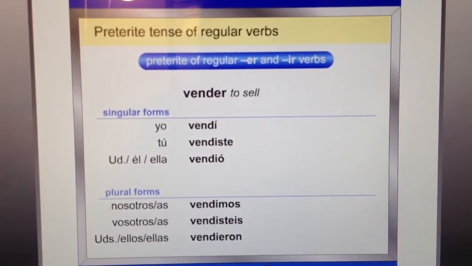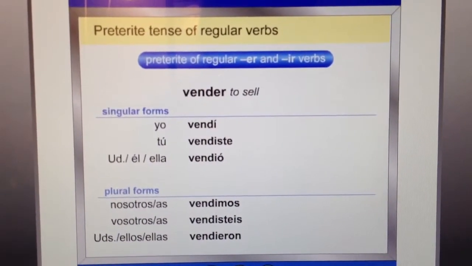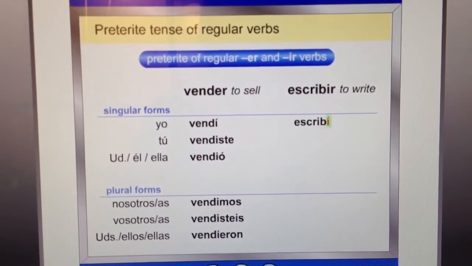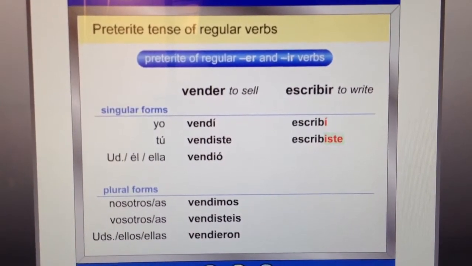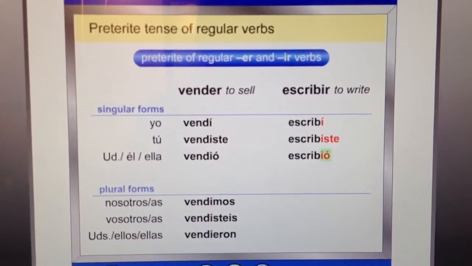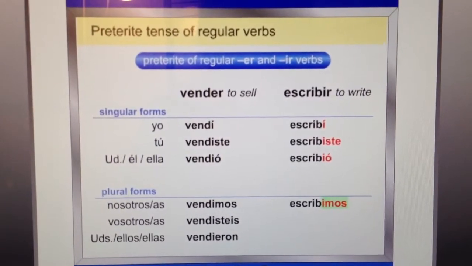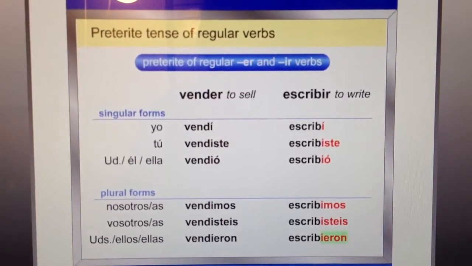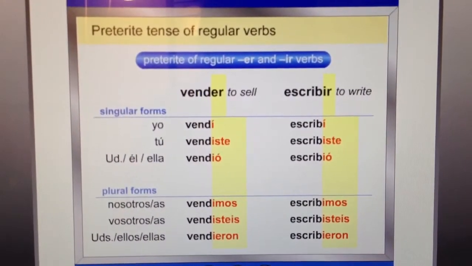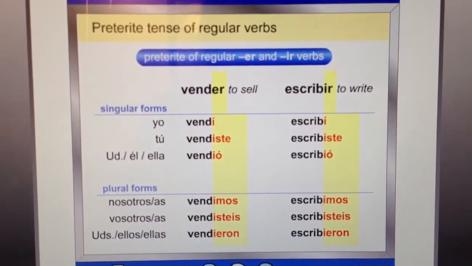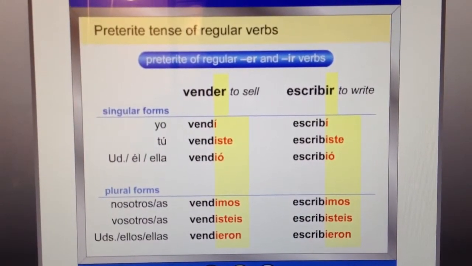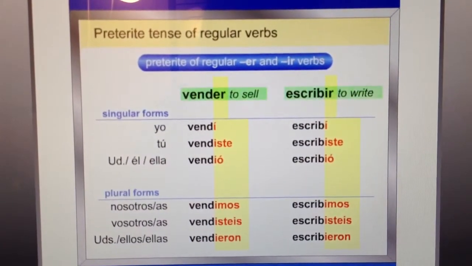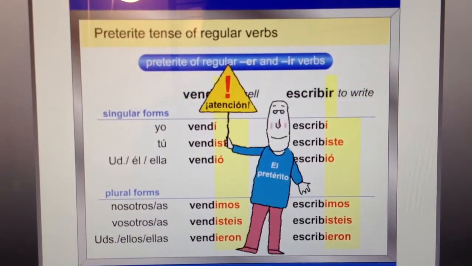Finally, the preterite forms of regular IR verbs. Escribir, escribí, escribiste, escribió, escribimos, escribisteis, escribieron. Now let's compare the preterite endings for the regular ER and IR verbs. As you can see, the preterite endings for vender and escribir are identical.